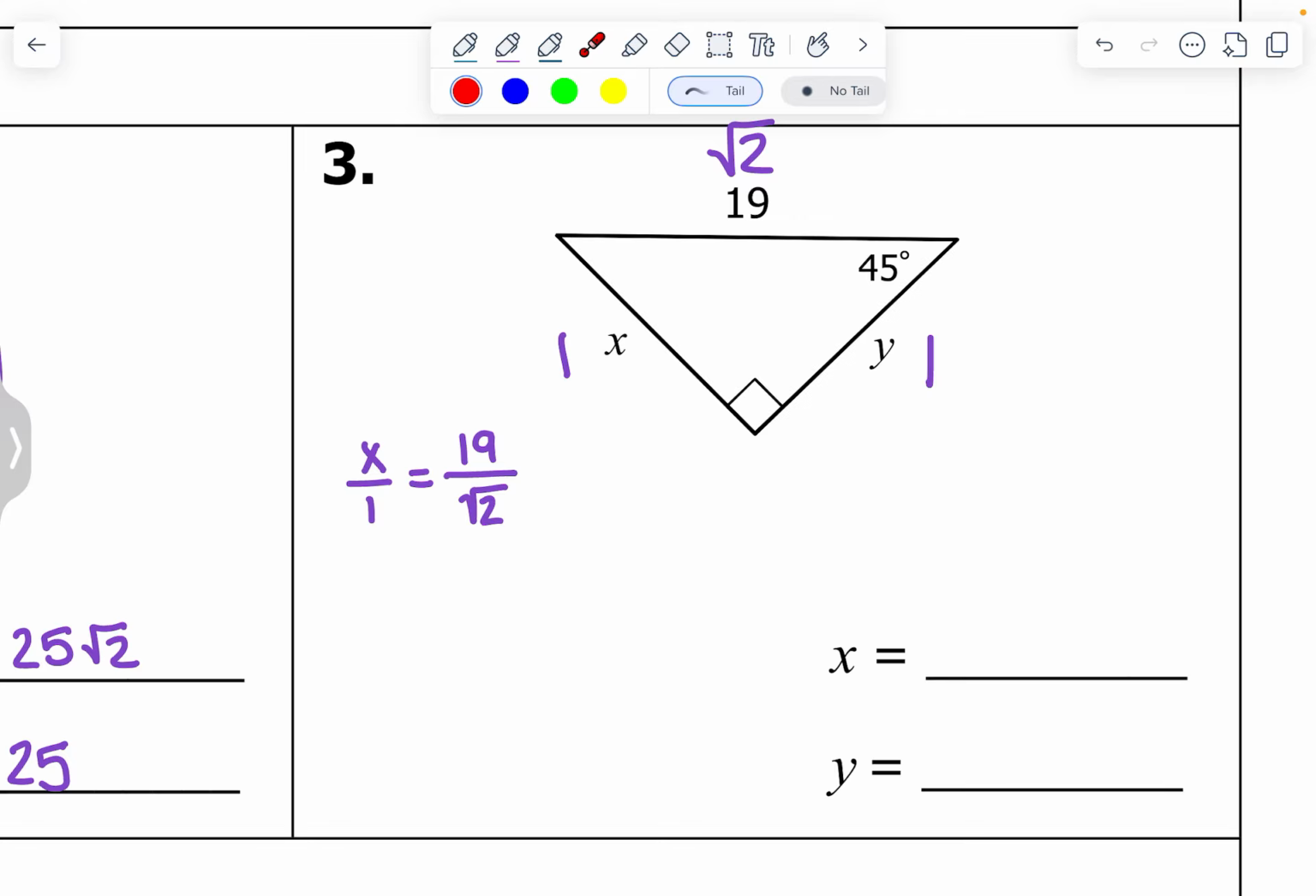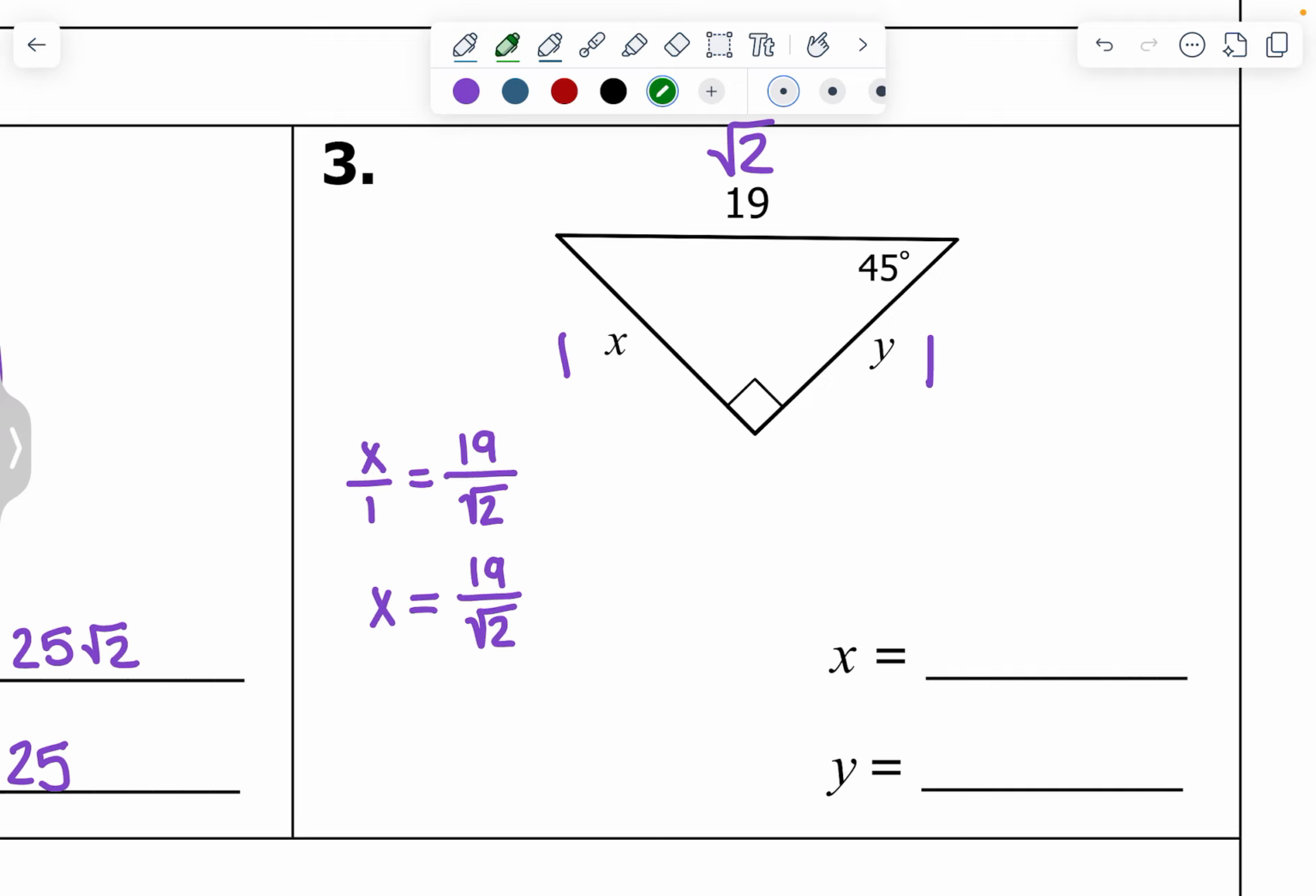Now here's a shortcut I wanted to show you. Anytime your x or your y is over 1, that means that x is already by itself. X divided by 1 is just x. And so x equals 19 over radical 2.